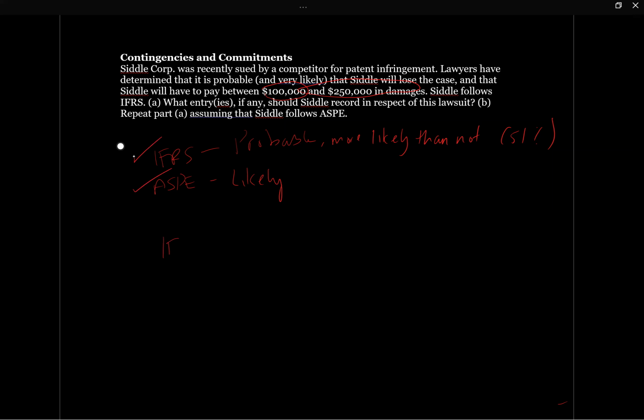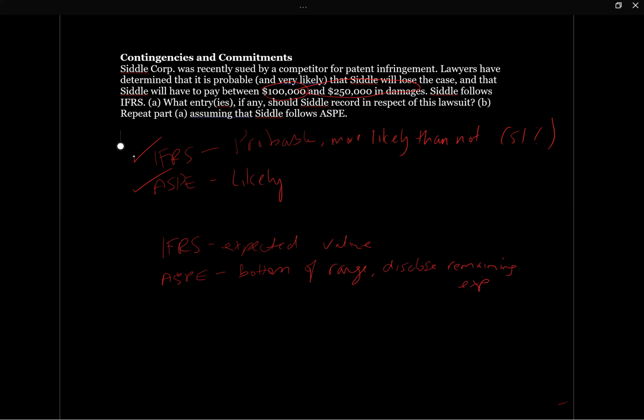So IFRS uses the expected value method, meaning that if it's in a range of possible outcomes, it takes the average of the range, whereas ASPE suggests we take the bottom of the range and disclose the fact that there is a remaining exposure.